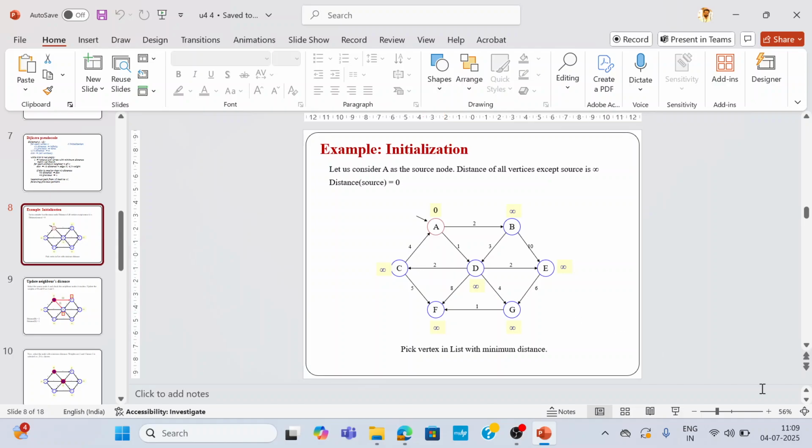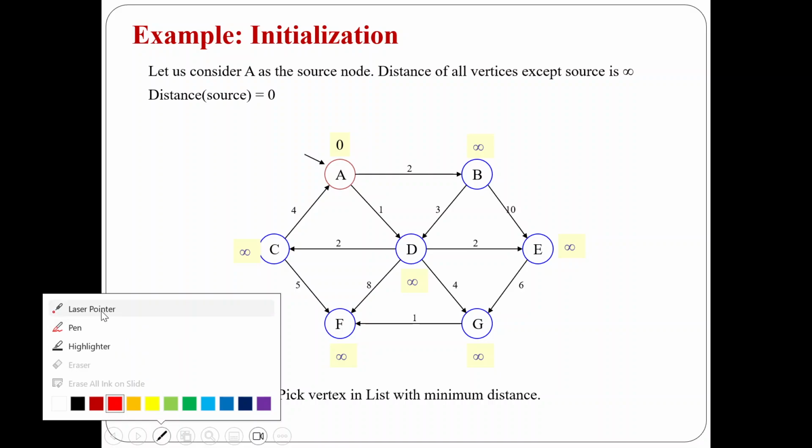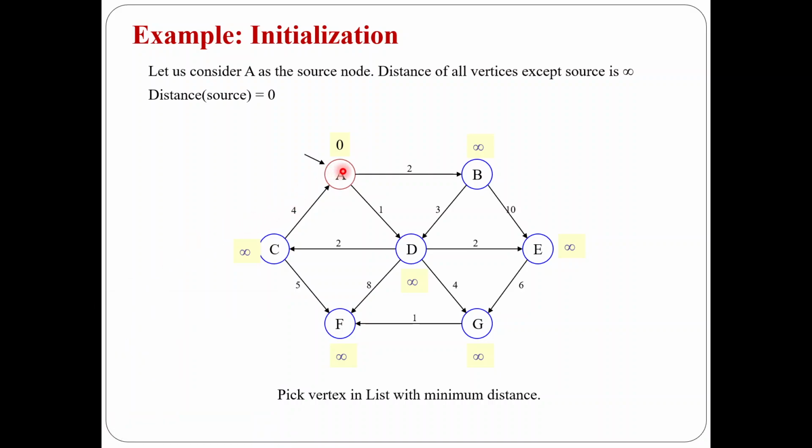Now let me consider A as the source node. The distance of all vertices except the source is infinite. You can observe this because we are going to start from node A onwards, so let me set all the remaining nodes to infinity. This is the first step. Now from vertex A, I need to find the shortest path to all the vertices.